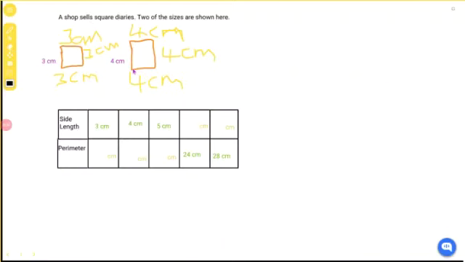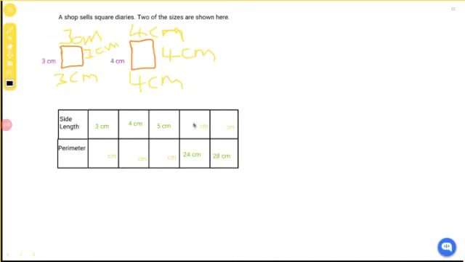Okay, well done. So if you look here, what we're going to do next is we have a table. And look, we have some missing numbers. So we have to find the missing numbers. So first, let's look here. Here we have the side length. So in our first box, we have 3 centimetres, then we have 4 centimetres, and then we have 5. But as you can see, in our last 2 boxes, they're empty. So we have to find those numbers.